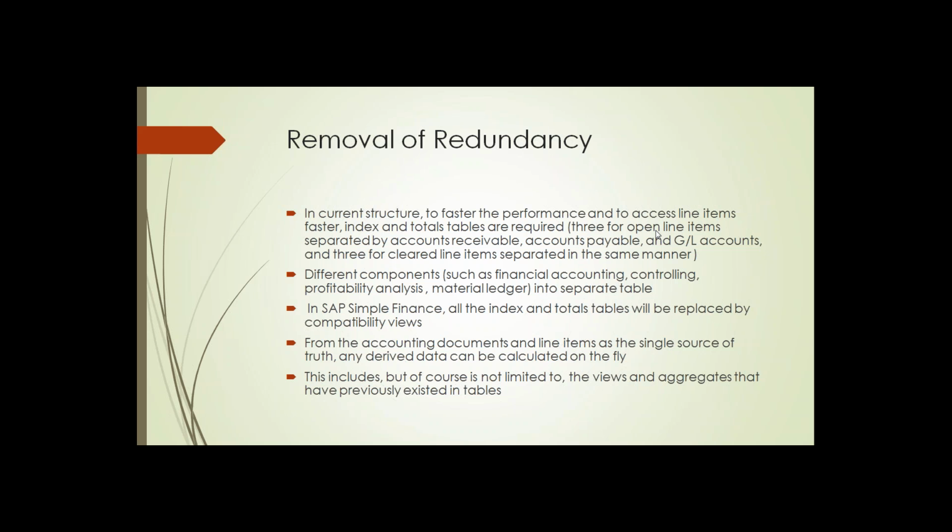Okay, so that is exactly what we have written here in the fourth statement. From the accounting document and line item as a single source of truth, any derived data, this derived data is the data I'm talking about, BSIS, open items, cleared items, will be generated on the fly. So you don't need to store all this data in separate tables. This includes not only the index tables, it includes all the totals tables also. So if you have FAGLFLEXT removed, the totals can also be calculated on the fly.